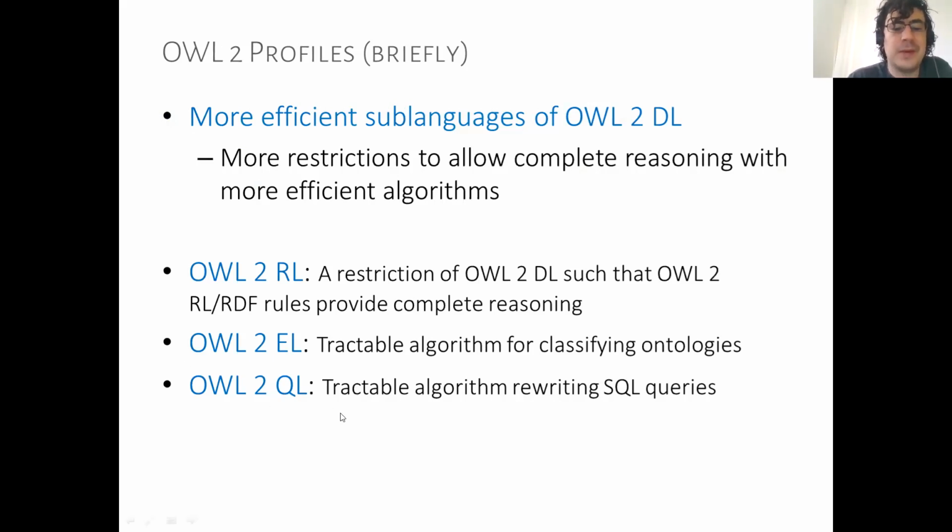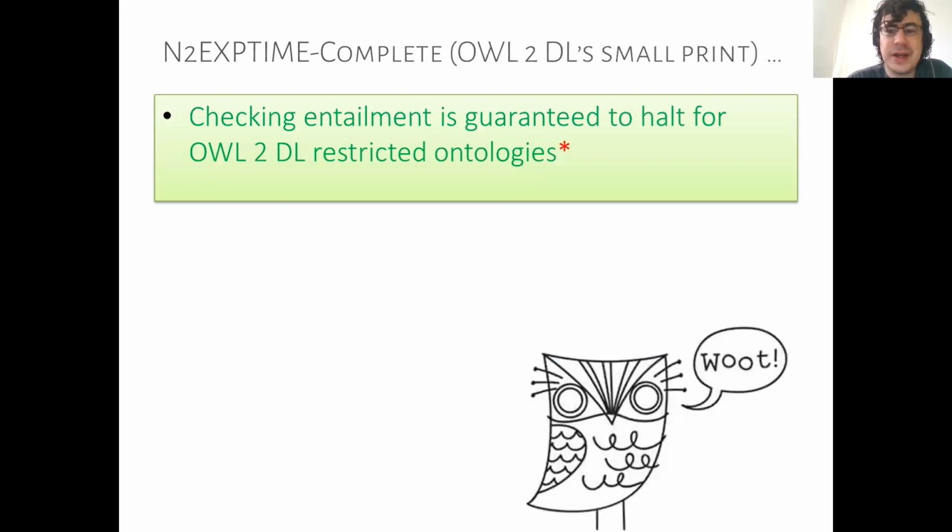And OWL 2 QL, which is ontologies that you can support by rewriting SQL queries or rewriting, let's say, SPARQL queries. So you take one query and you just expand it to create an expanded query that will return you answers with the entailment. So we're not going to get into those details. Any questions or doubts?